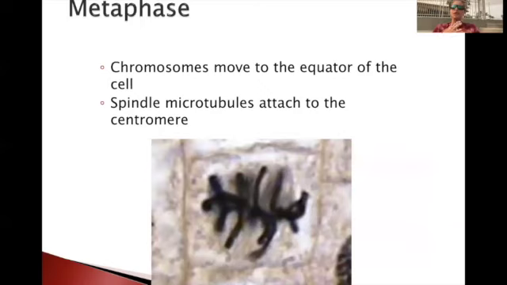During metaphase, these chromosomes now line up in the middle of the cell, so metaphase, middle. The spindle microtubules attach to the centromere, and this is what's going to eventually separate those sister chromatids. But at this point in metaphase, everything's lined up along the equator of the cell. Now, it doesn't matter where that equator is, but somewhere along the equator of the cell.